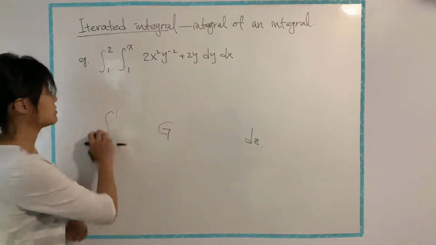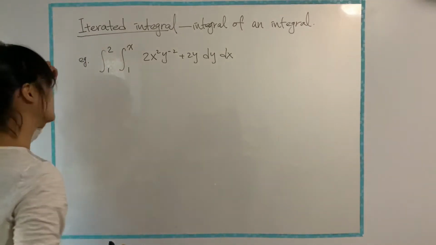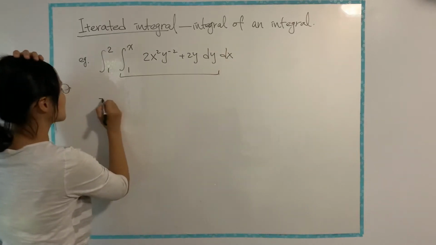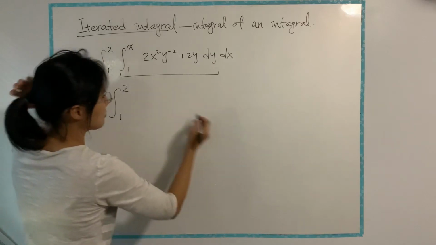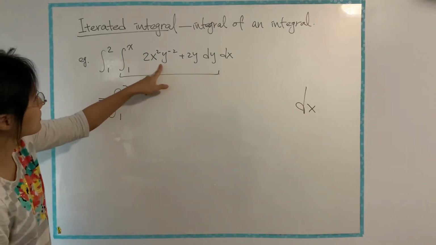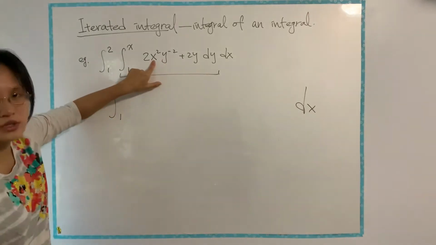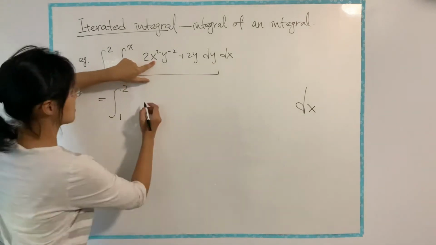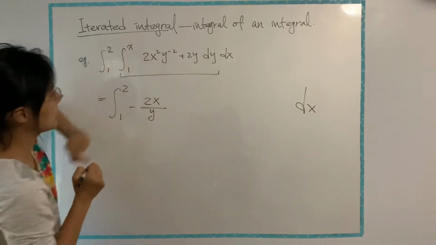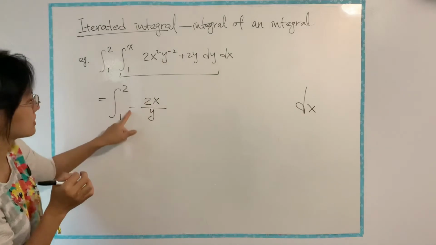If you have two variables, then you can only have two layers. All right, so here I'm going to do this really quick. My first layer is this. Let's keep whatever is outside there, don't touch it. Focus on what we have here. So integrating this function with respect to y, I treat x as a constant. So I get 2x over minus y, because the antiderivative of y to the negative 2 is minus 1 over y.